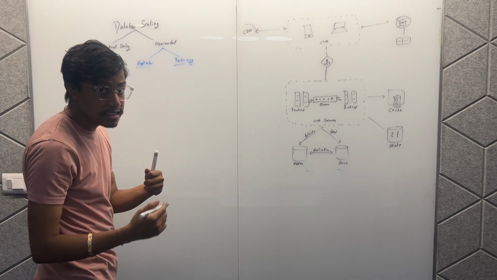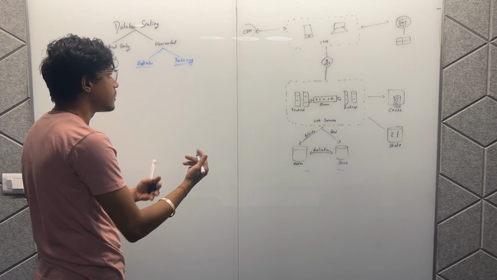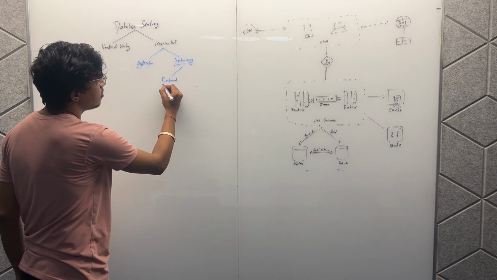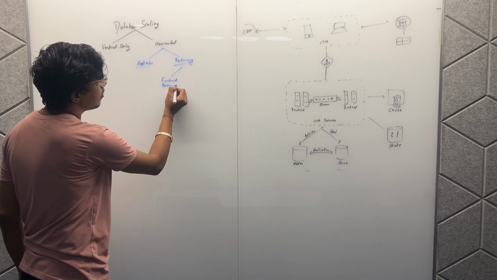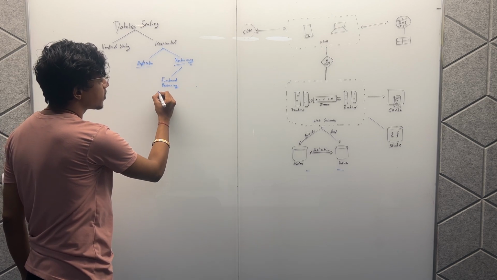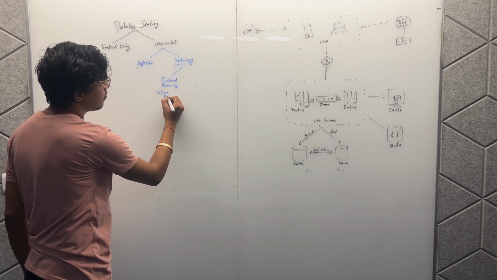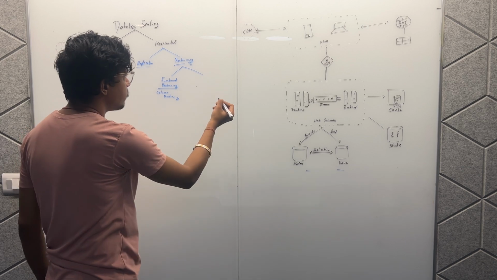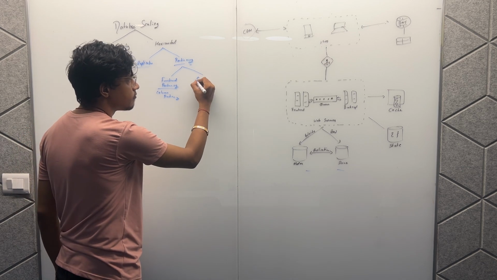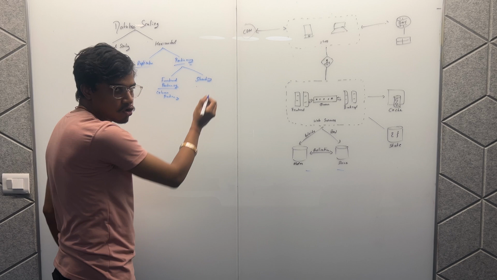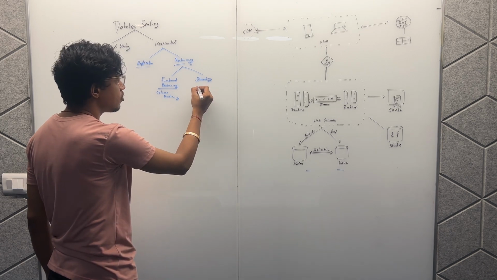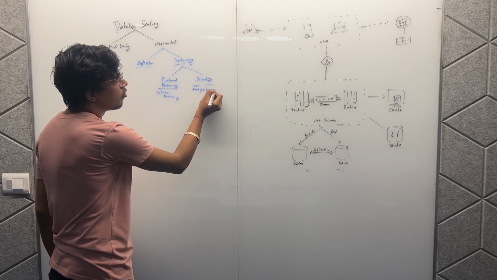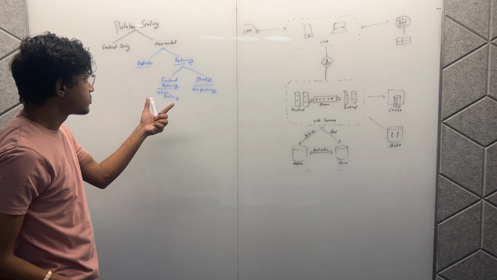Now, partitioning is again divided into two parts. One is functional partitioning, that's also called column partitioning. The other form is called sharding, which is very famous and which is the main topic for today, and it's also called row partitioning. Okay, so let's discuss functional partitioning first.